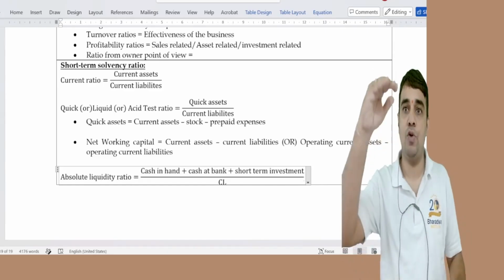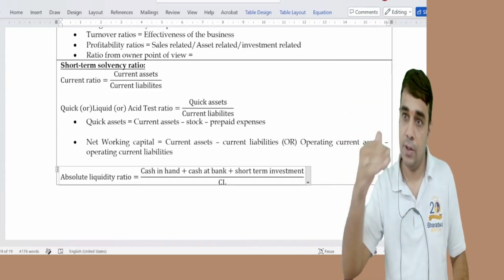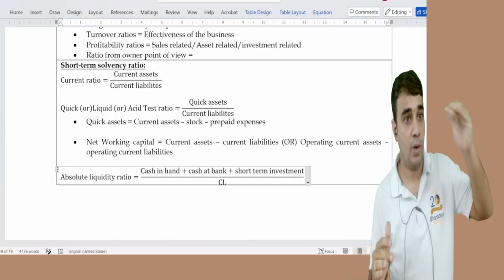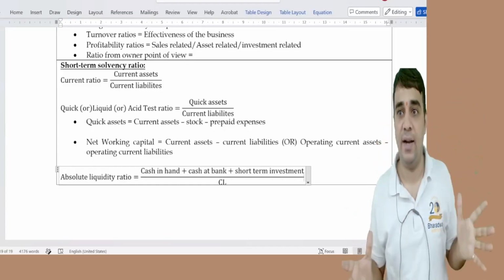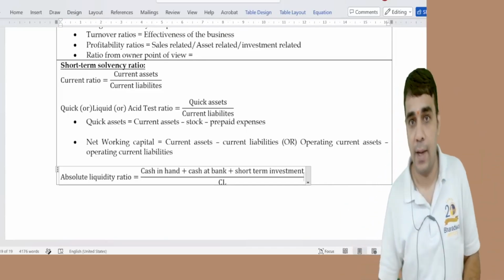Obviously, current ratio could be 2:1, quick ratio could be 1.5:1. This could be even lower, because current ratio includes everything. Quick assets ignores certain current assets. This ignores a lot of current assets.